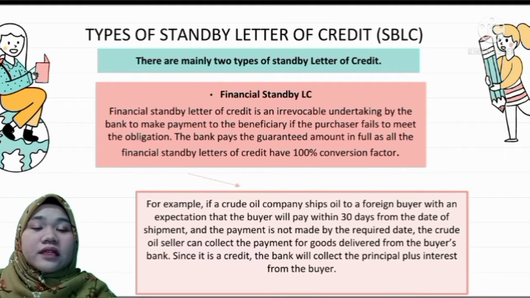The bank pays the guarantee amount in full as a financial standby letter of credit has a 100% conversion factor. For example, if a crude oil company ships oil to a foreign buyer with an expectation that the buyer will pay within 30 days from the date of the shipment and the payment is not made by the required date, the crude oil seller can collect the payment for goods delivery from the buyer's bank since it's a credit. The bank will collect the principal plus interest from the buyer.